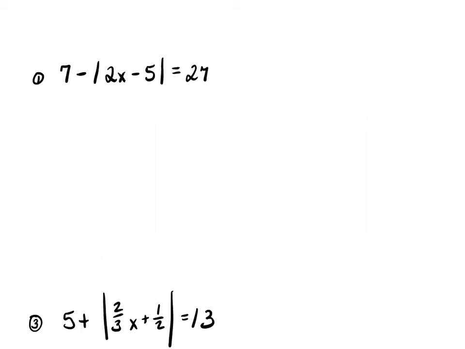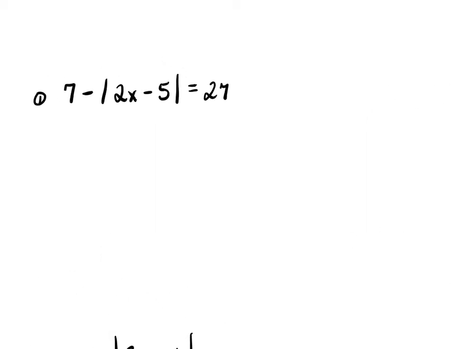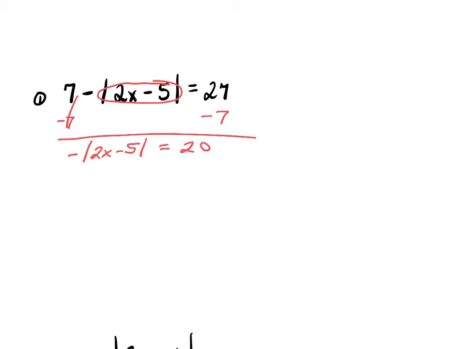So if I look at something like number 1, this is an equation. You're going to come out with x equals. But we want to get our absolute value completely by itself. So when I do that, the first thing I'm going to do is subtract 7 from both sides. So I get negative absolute value of 2x minus 5 equals 20. Now what? Divide both sides by negative 1. Good. So I have the absolute value of 2x minus 5 equals negative 20.